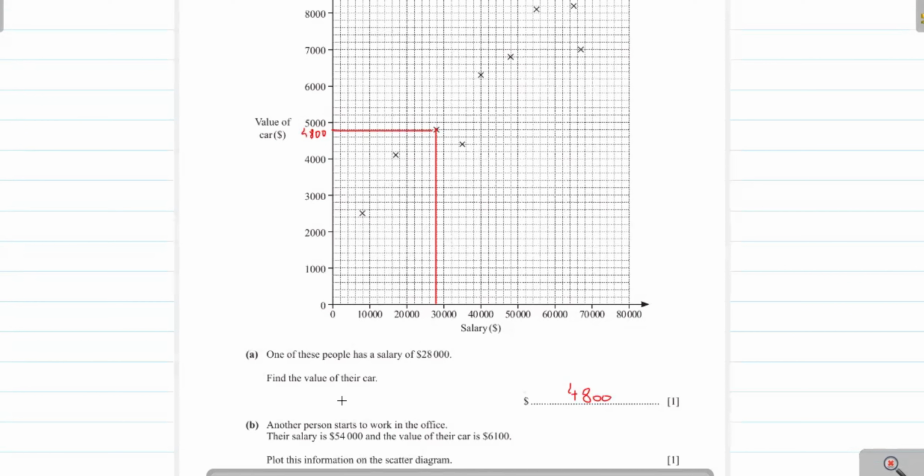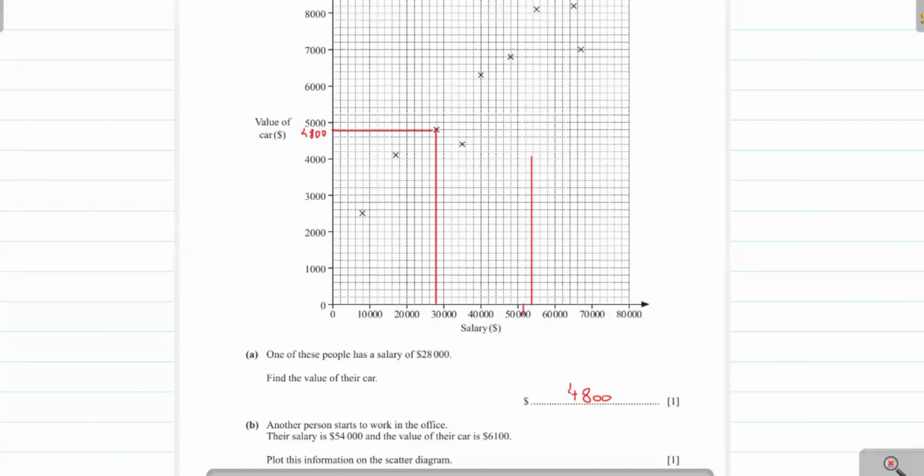In part B, a person starts to work in the office. The salary is 54,000. The value of the car is 61,000. You see here, this is the 52,000 because one small square is equal to 2,000. Therefore, this value is 54,000. Now we will draw the vertical line here at 54,000, and against this, the value of the car is 6,100. Therefore, we will draw the horizontal line from here, and this horizontal line and this vertical line meet at this position, and we will mark the position here.